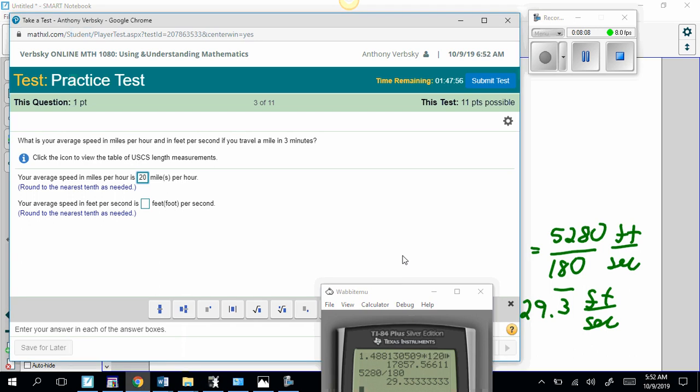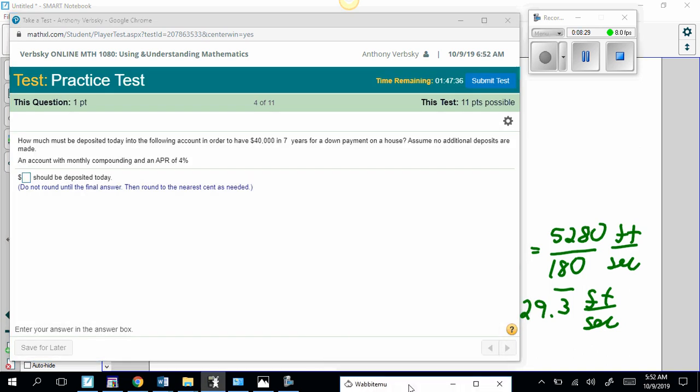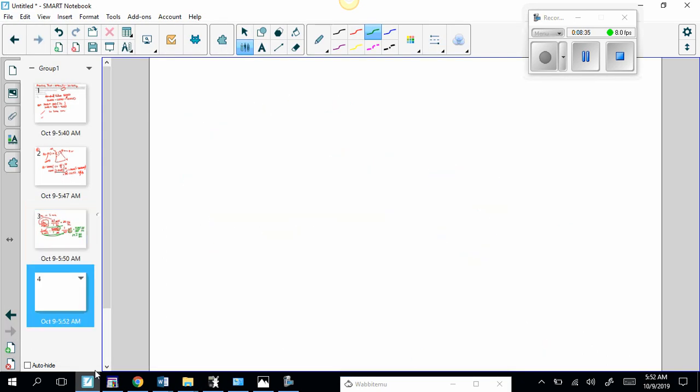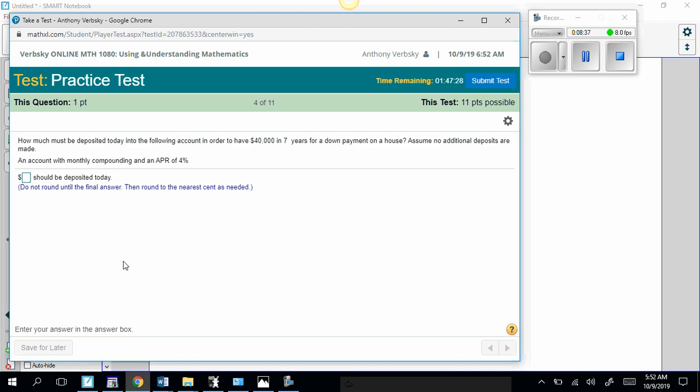Double check, miles per hour. Here, let's go nearest tenth. Let's go 20.0, just to make sure. 29.3, because the 3, you don't round up. And next question. Right, so let me advance this, and let me go back to this.